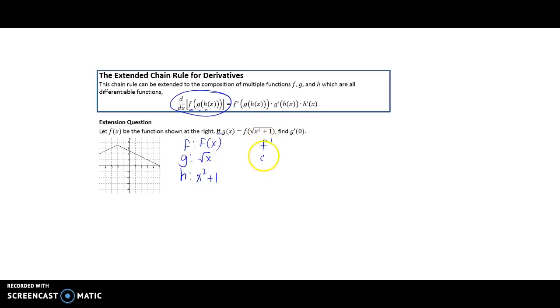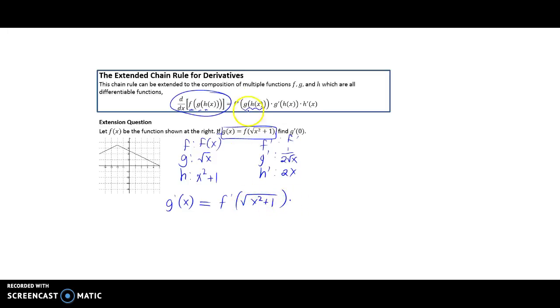Now I'll find f prime, g prime, and h prime, because these will be necessary to move forward through this process. h prime is 2x, g prime is 1 over 2 square roots of x, and f prime is just f prime. So when I go back to this original function, I'd like to find the derivative of this mega composition. I'll start with the outer function. That's the f prime that needs to be evaluated at g of h of x, which is our square root of x squared plus 1.